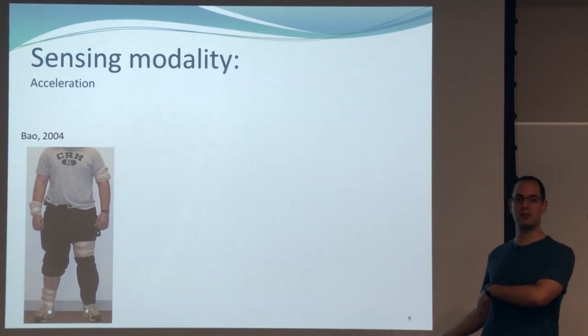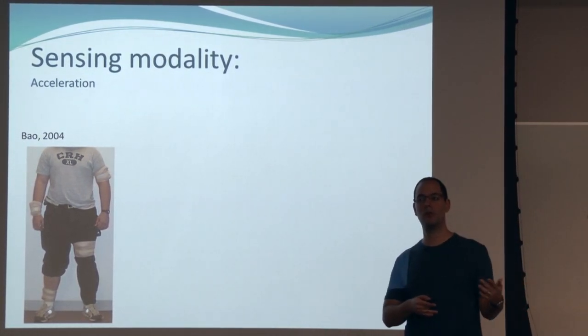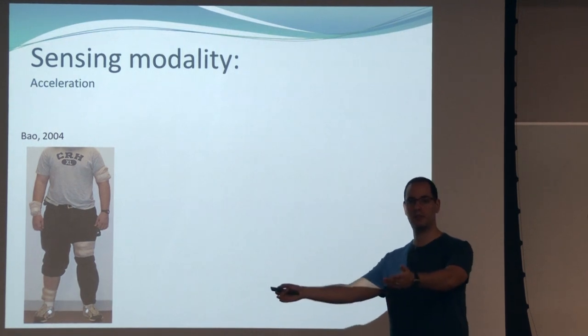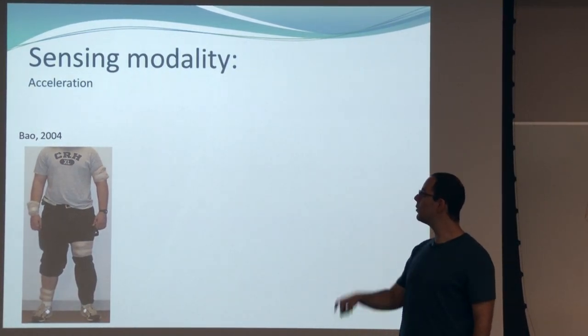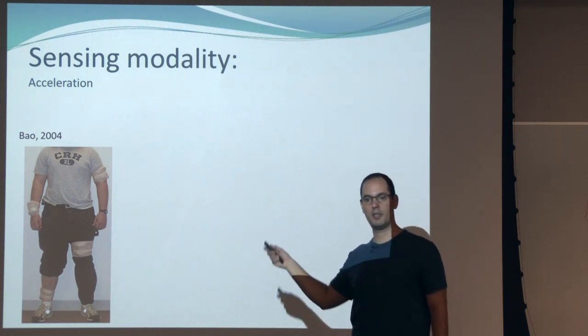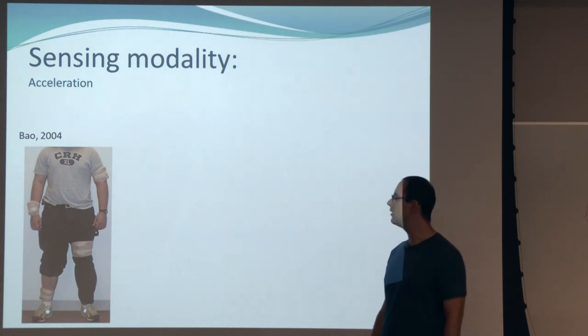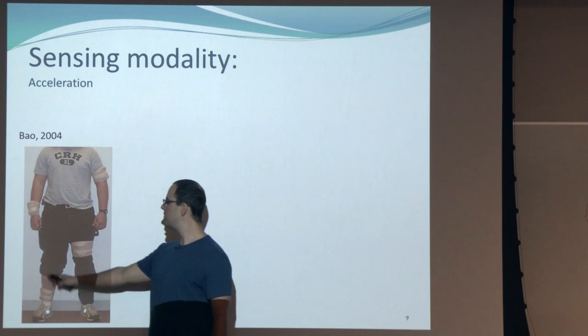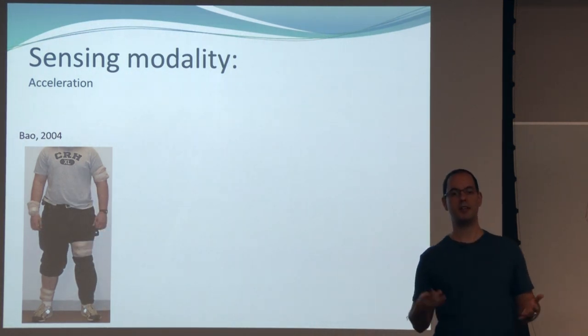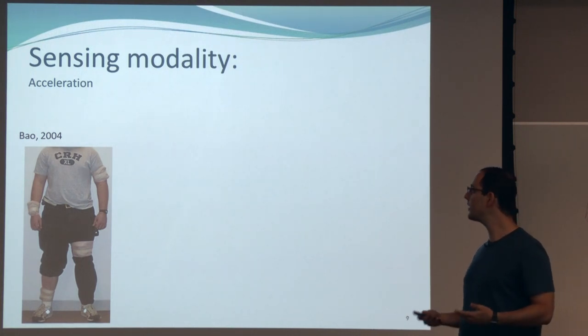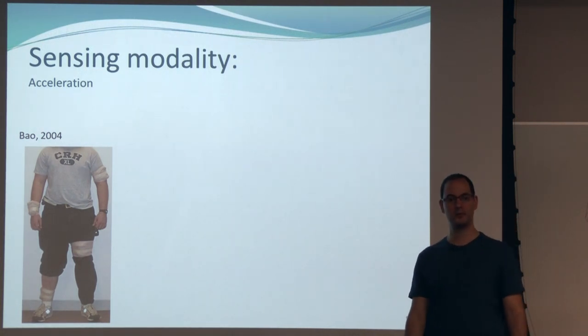That was stationary sensors, but a lot of research goes for mobile sensors that go wherever the person is going. And a popular sensing modality is acceleration. In this work, they used accelerometers. They placed them in different positions on the person's body. And what do you think, what kind of activities can you track or recognize with this kind of system?